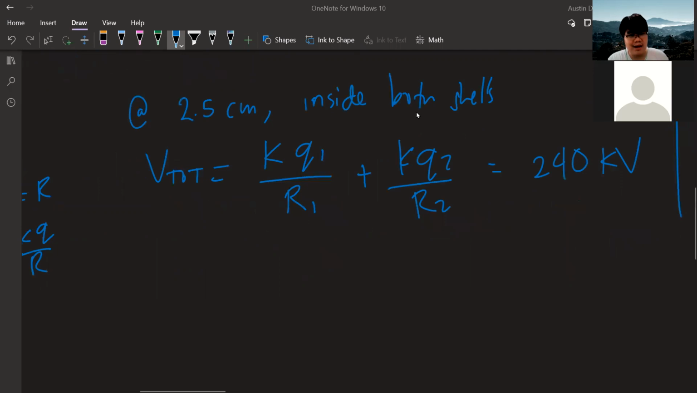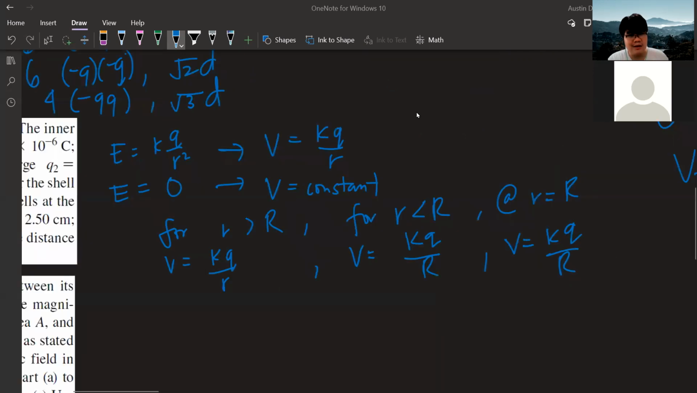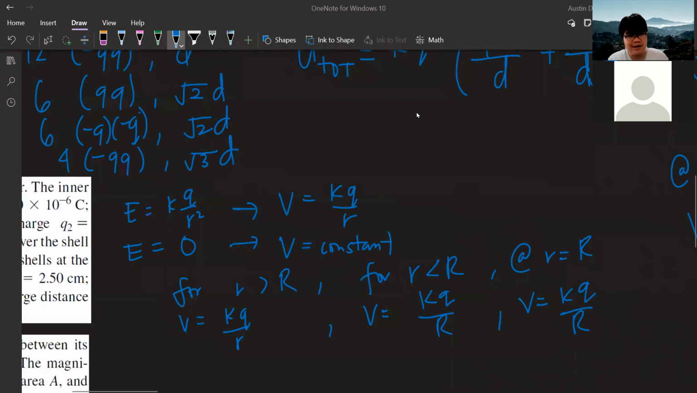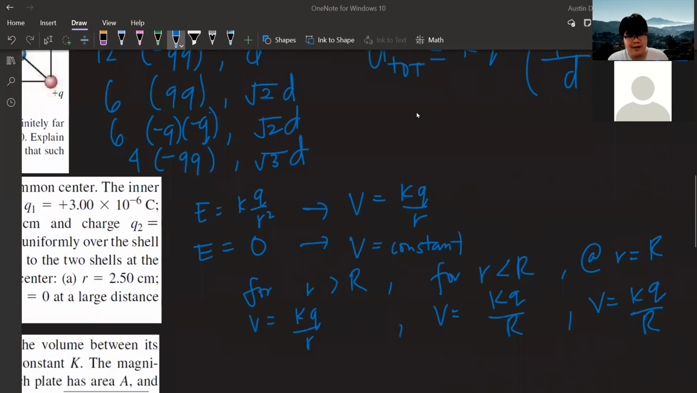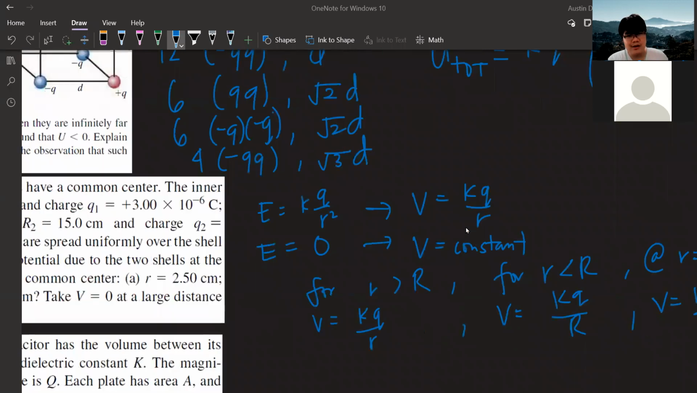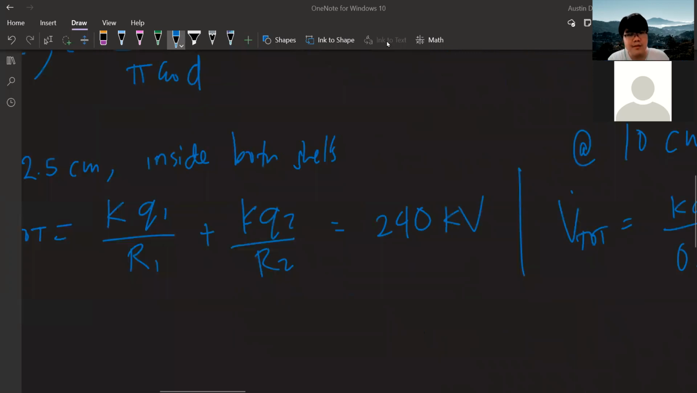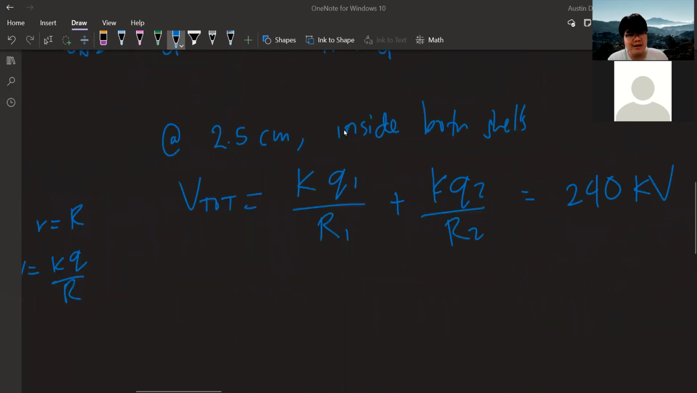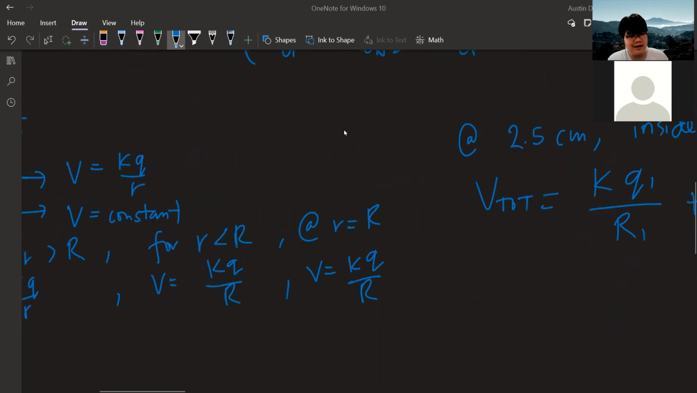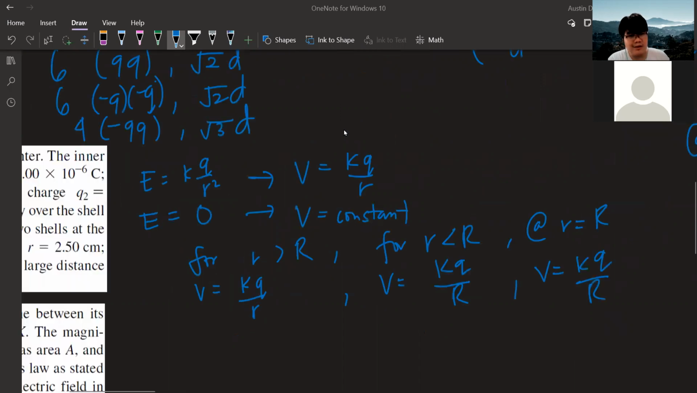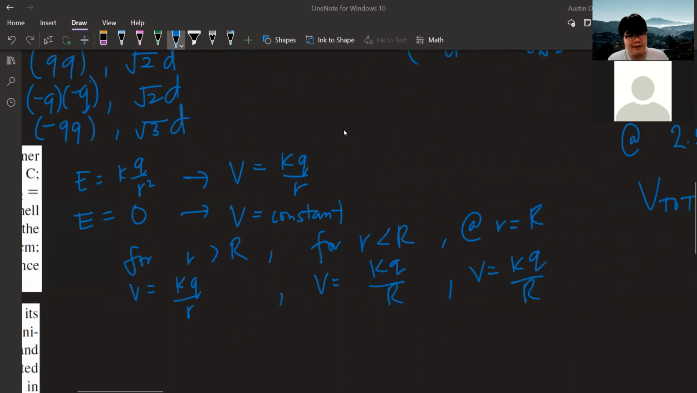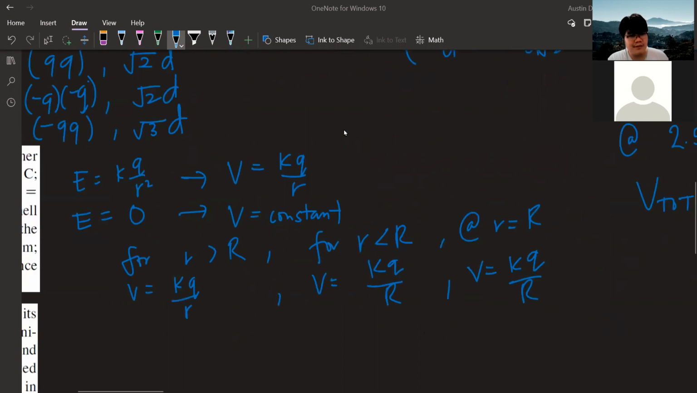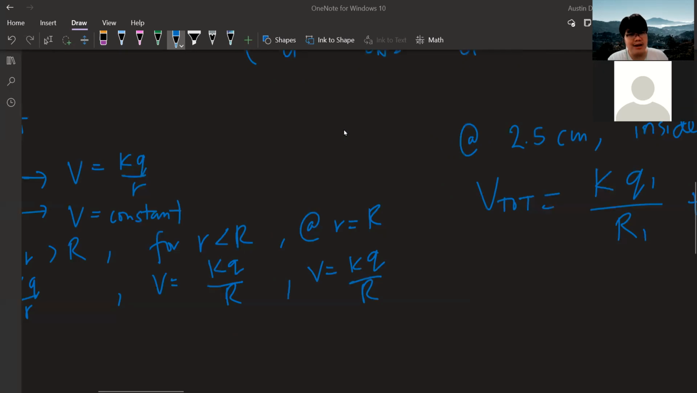Yes. Kaya lang siya KQ over R kapag kino-consider mo yung mga charges or charge-like distributions. Okay? KQ over R. But when you're inside configurations such that the electric field is zero, the potential becomes constant. Okay, so yes, relative to the system ito.